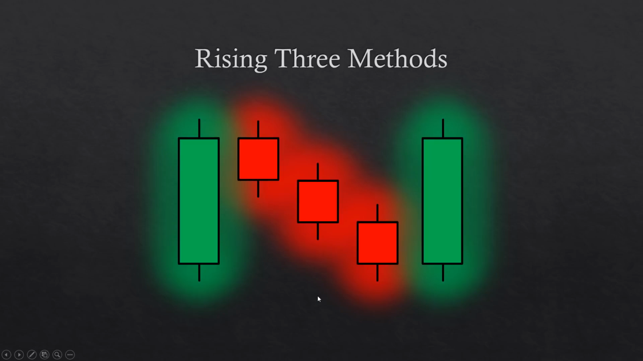The name of the pattern is a little confusing because the term rising refers to the direction that the pattern implies, not the candles themselves. And the 3 methods refers to the 3 candles in the middle. It's a bit confusing because the name says rising 3 methods, while the 3 bearish candles fall.